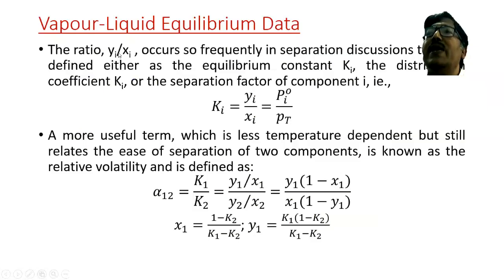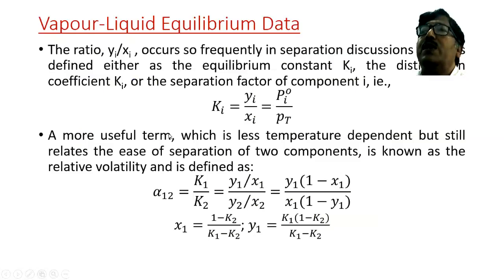The ratio of yi by xi occurs so frequently in separation discussions that this ratio is defined either as the equilibrium constant Ki, or the distribution coefficient Ki, or the separation factor of component i. So Ki is defined like this. If we replace it by a pressure expression, then it is nothing but Pi naught by Pt, the total pressure, where Pi naught is the vapor pressure.